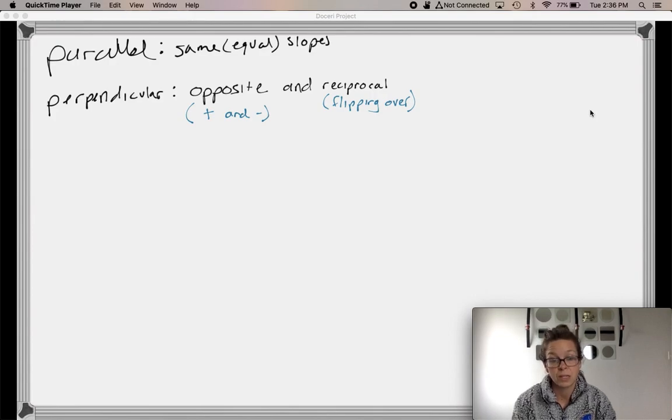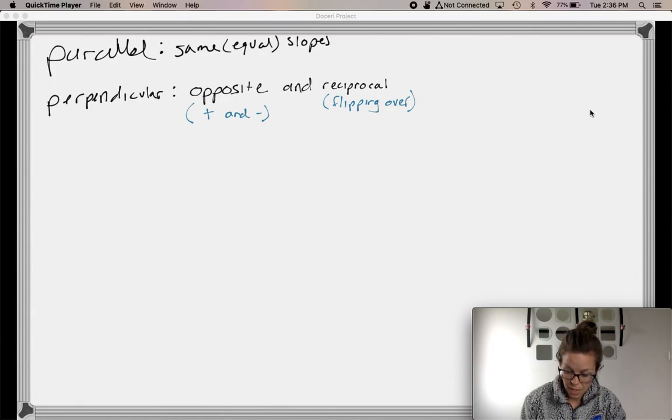Reciprocal means flipping over. Okay, so two things have to be true for lines to be perpendicular. The slopes have to be opposite, a positive and a negative, and reciprocal. They have to be flipped over fractions of one another. Okay, so let's look at some examples.